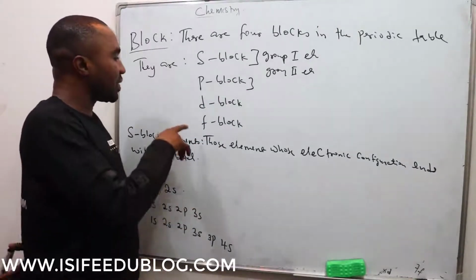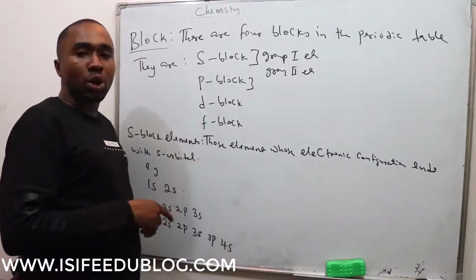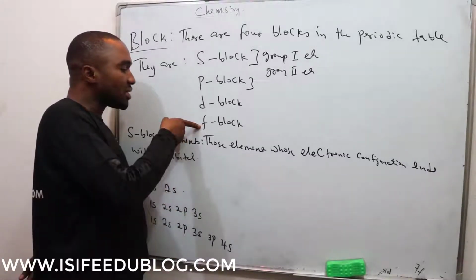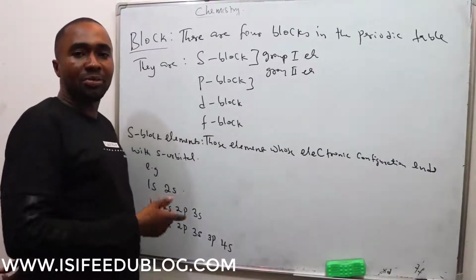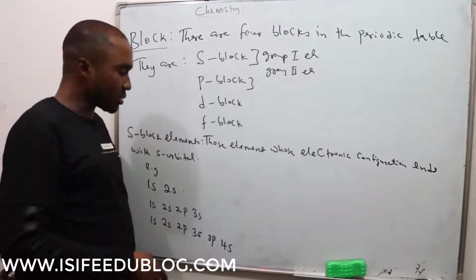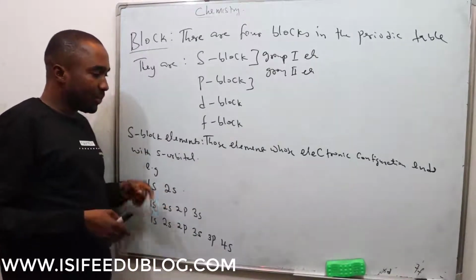So the next is the D block elements. The D block elements are also called the transition metals. Then the next one is the F block elements. The F block elements are called the inner transition metals. So the S block elements, how do you know them?